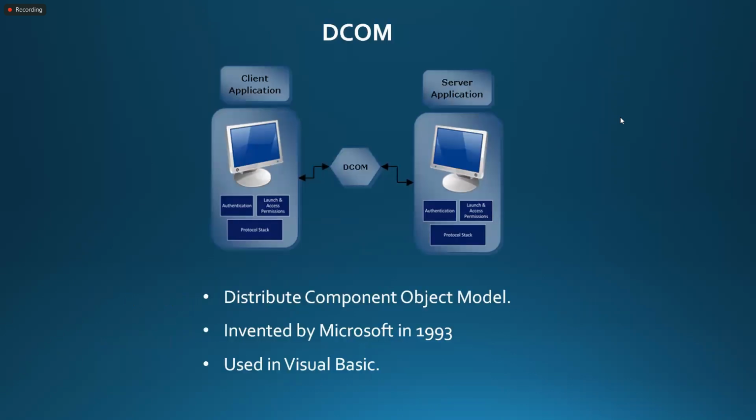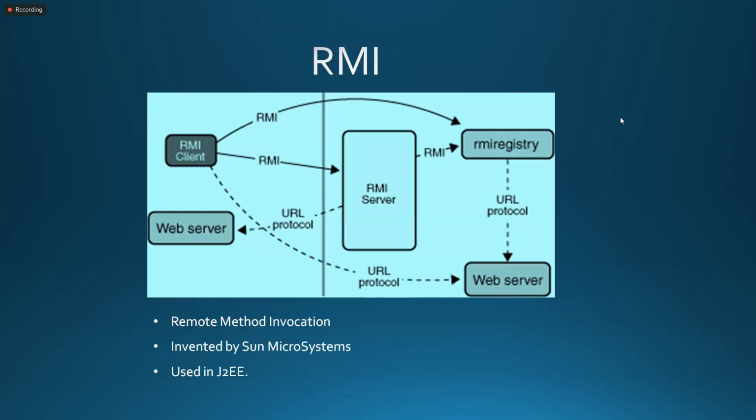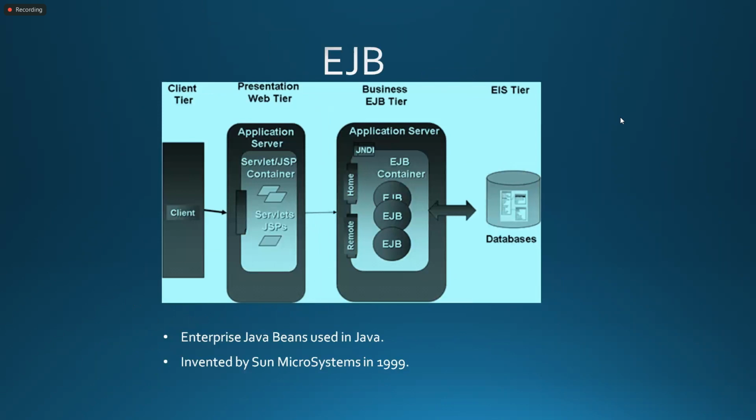So we have DCOM, Distributed Component Object Model. It is used in Visual Basic. We have RMI, Remote Method Invocation. It is used in J2EE. We have EJB, Enterprise Java Beans, used in Java. We have web service.